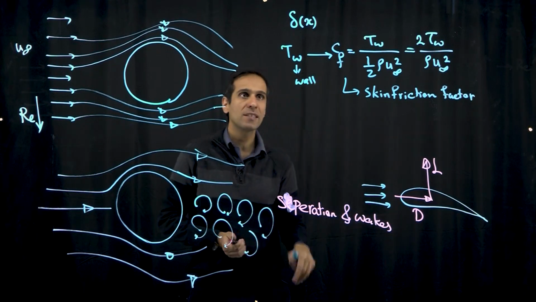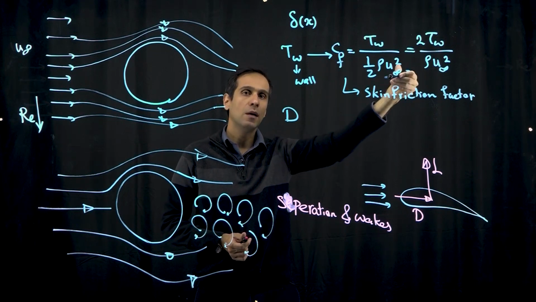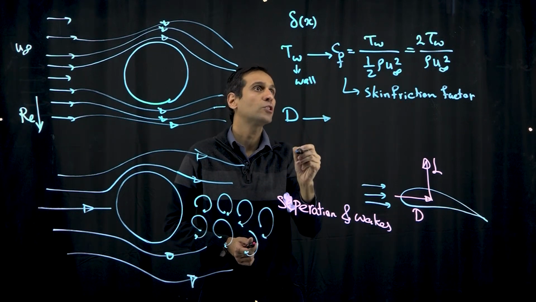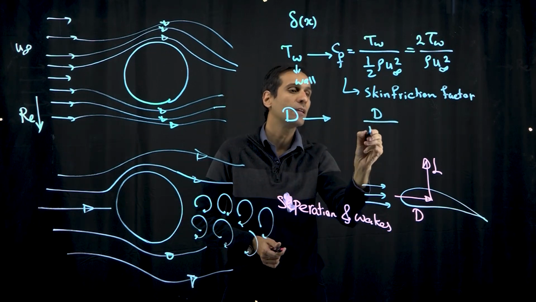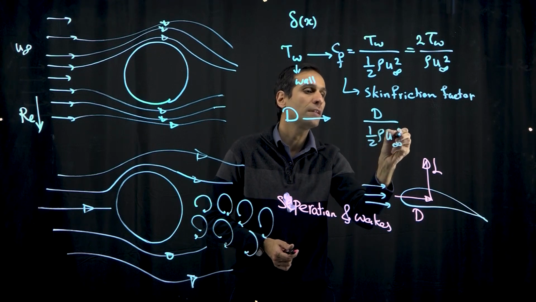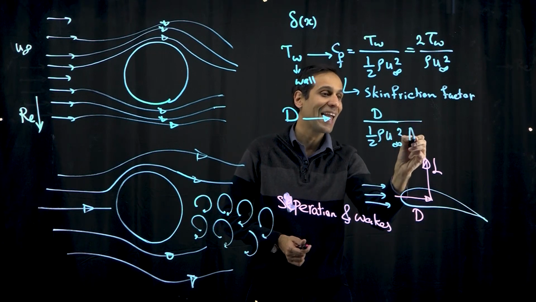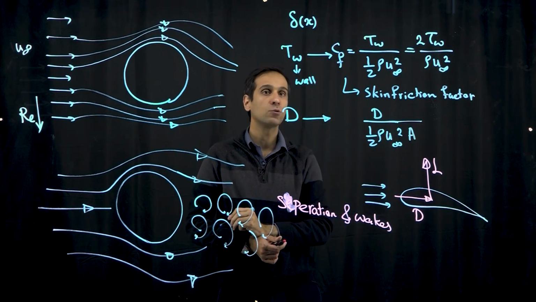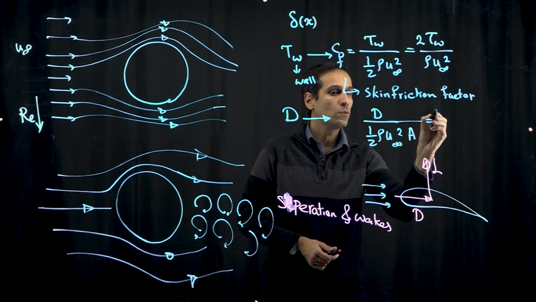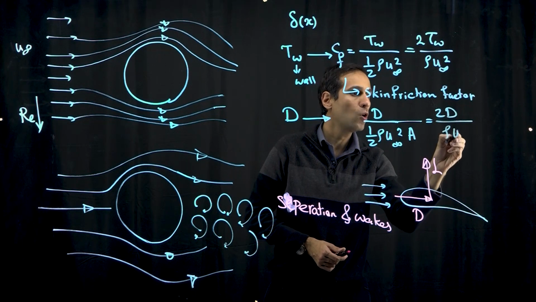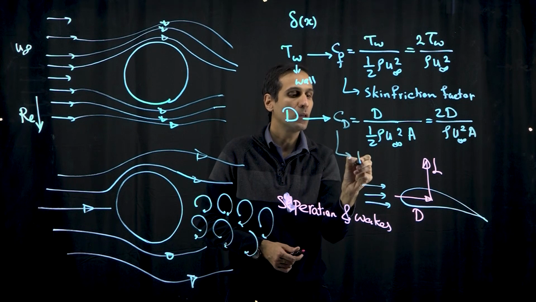So I'm looking for this drag force, but it's better to repeat the same procedure and non-dimensionalize it. Drag can be non-dimensionalized by the same denominator, 1/2 rho u infinity squared. But remember, this is a pressure, so I need to multiply it by area to convert it into a force. Therefore, I can say that 2D divided by rho u infinity squared A. We call it CD, the drag coefficient.